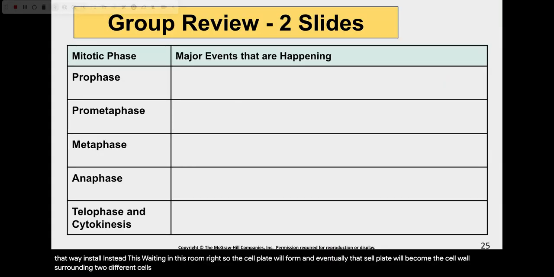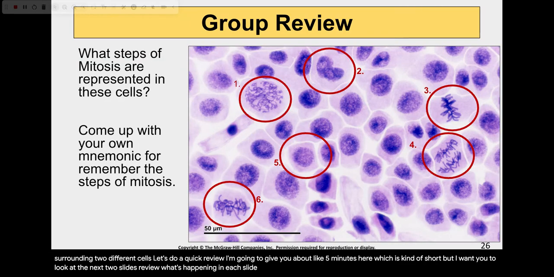All right, let's do a quick review. I'm going to give you about 5 minutes here, which is kind of short. But I want you to look at the next 2 slides. Review what's happening in each slide, and then tell me which cycle, which phase each of these cells are going through. And then we'll review before 10:50 when our class period is up.